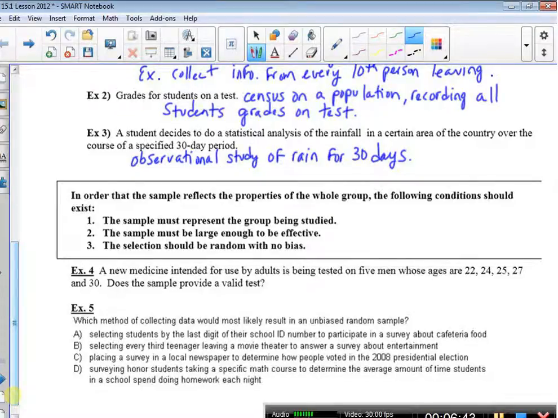In order that the sample reflects the properties of the whole group, the following conditions should be met. The sample must represent the group being studied. The sample must be large enough to be effective, and the selection should be random with no bias.